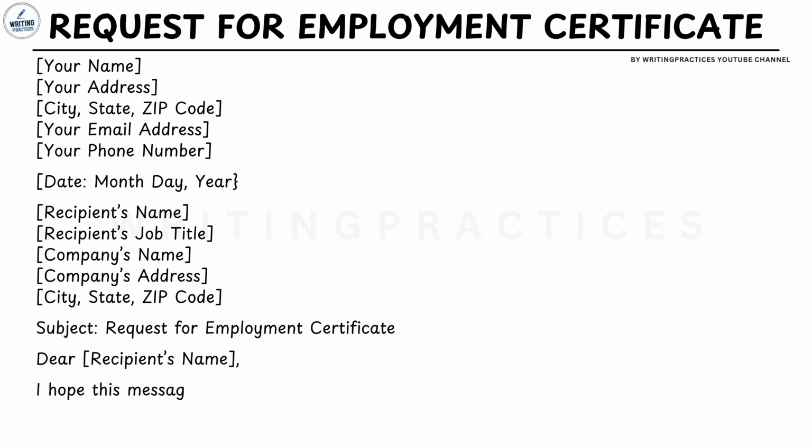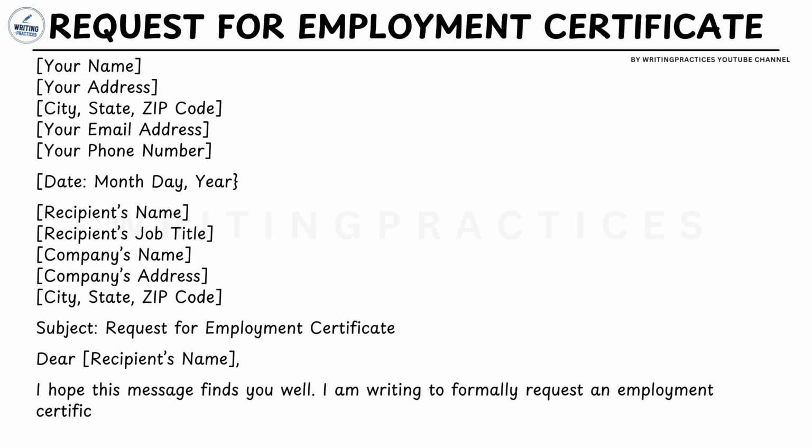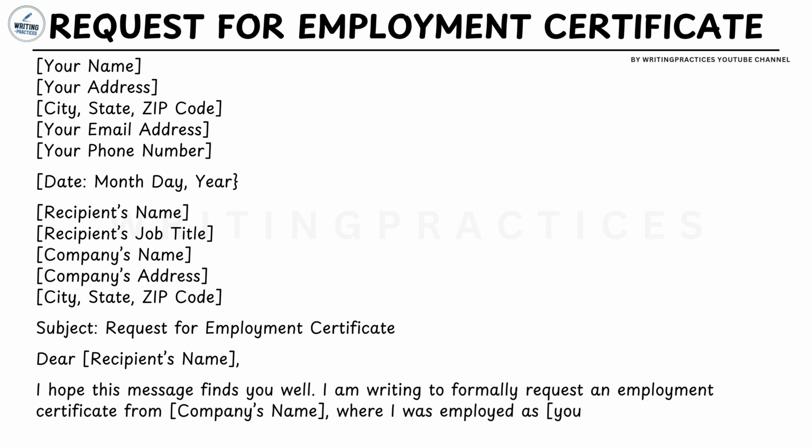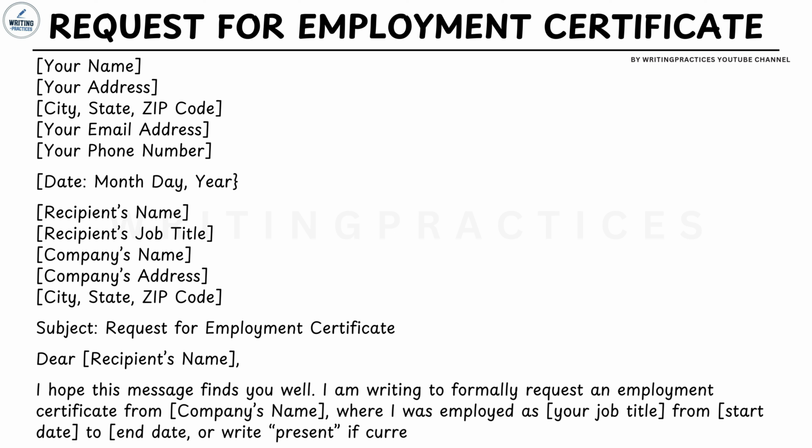Opening paragraph. In the opening paragraph, you'll clearly state the purpose of your letter, to request an employment certificate. Here's an example from the template. I hope this message finds you well. I am writing to formally request an employment certificate from company's name, where I was employed as your job title from start date to end date, or write present if currently employed. This introduction establishes the request in a polite and professional manner. It also provides the necessary context about your employment, ensuring the recipient has the basic details up front.